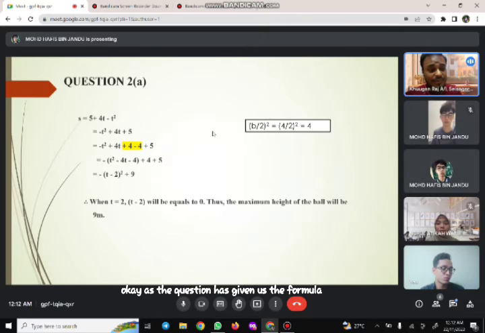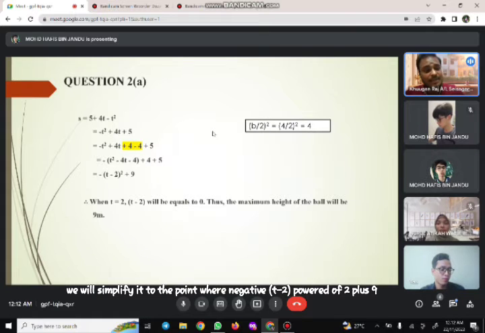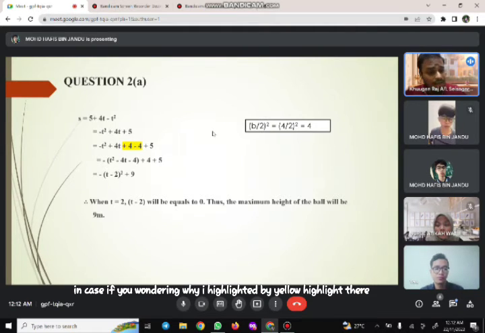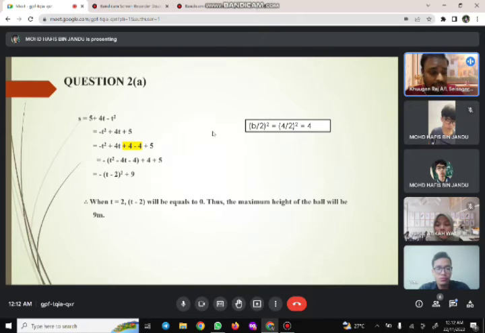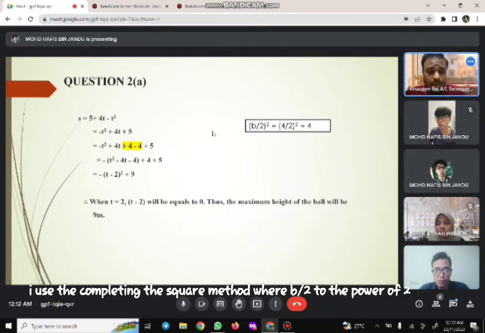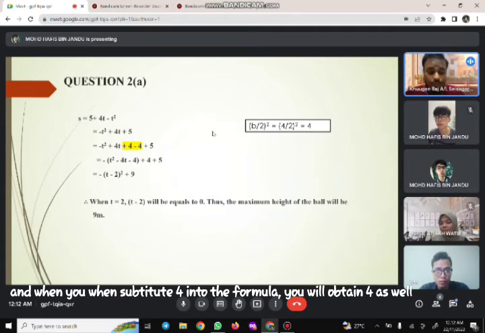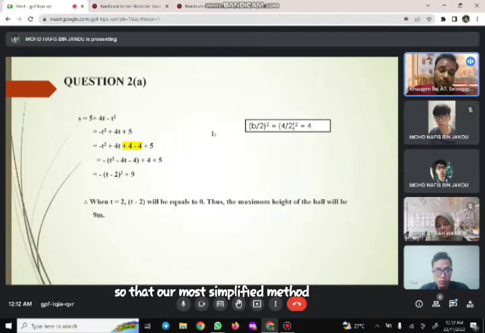As the question has given us the formula where s equals 5 plus 4t minus 2 t square, by using the completing square method, you will simplify it to negative bracket t minus 2 bracket to the power of 2 plus 9. In case you are wondering why I highlighted in yellow there, where plus 4 is minus 4, I use the completing square method where b over 2 to the power of 2. And if you substitute the 4 into the formula, you will obtain 4 as well. So that's our most simplified form.